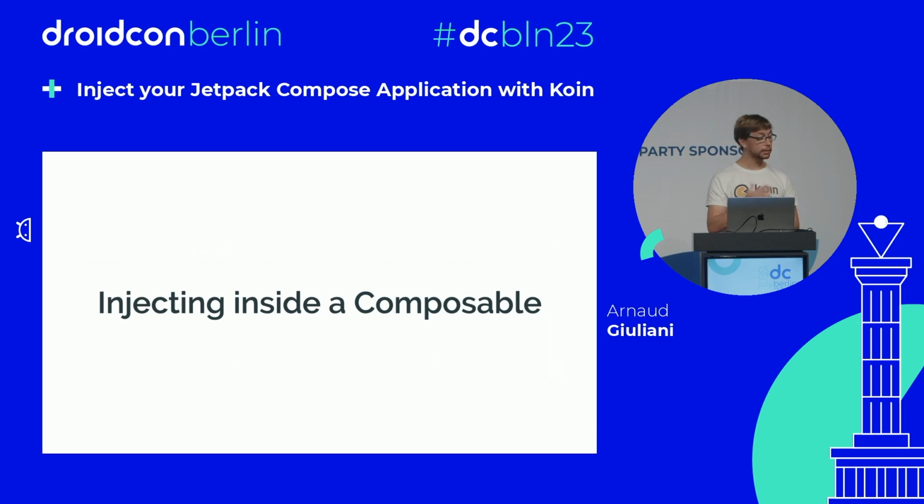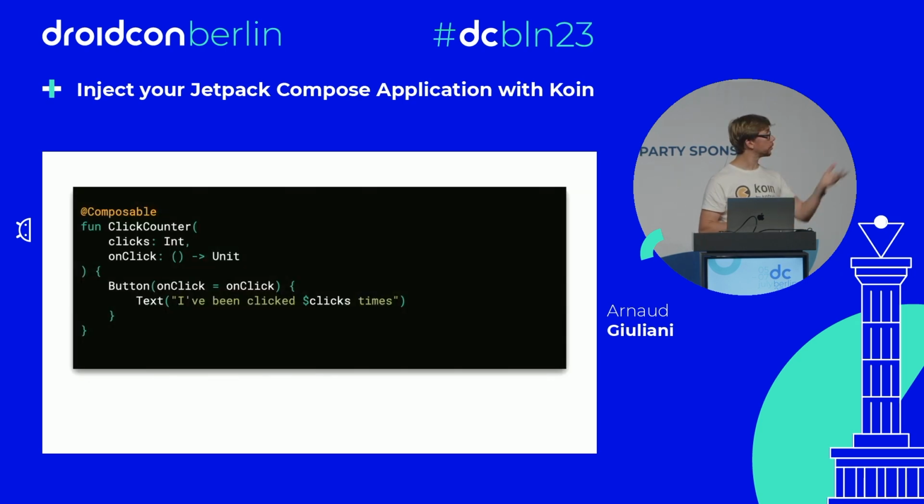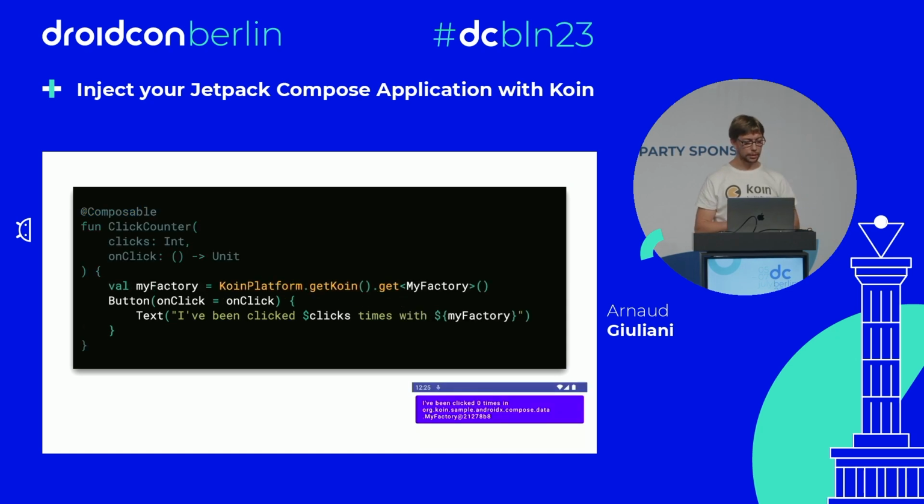Then let's inject into our composable click counter. Let's go back here, okay? Let's take our click counter. And you see here we are using the Koin platform API to retrieve the default Koin context here, okay? Say Koin platform getKoin and get my factory. My factory is a factory instance we would like to inject.